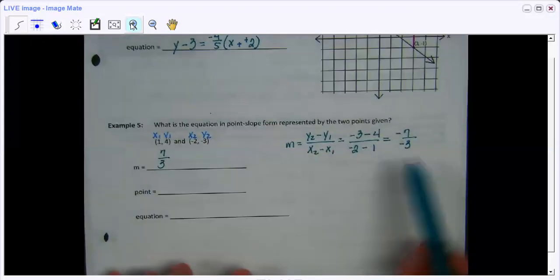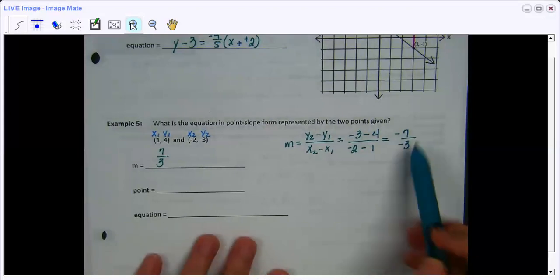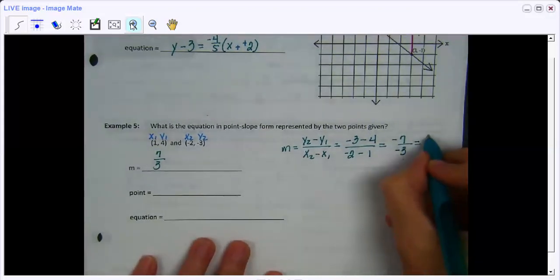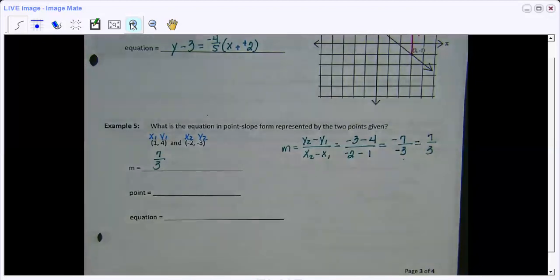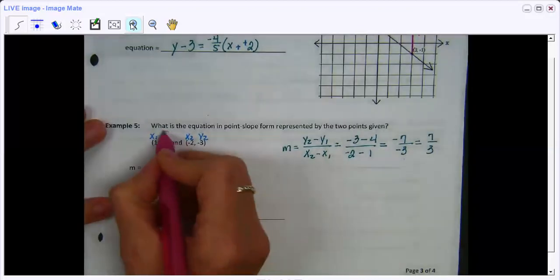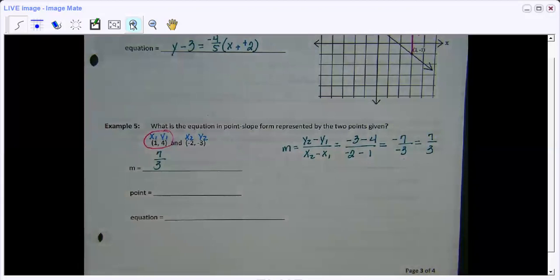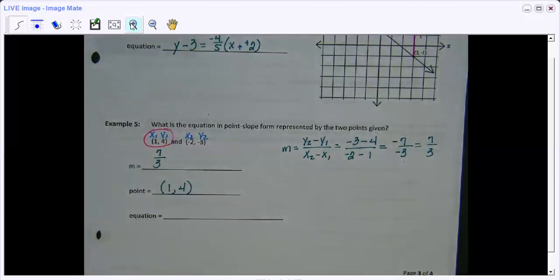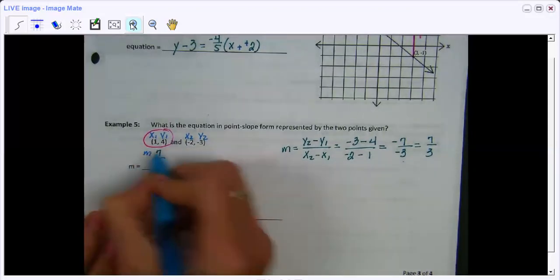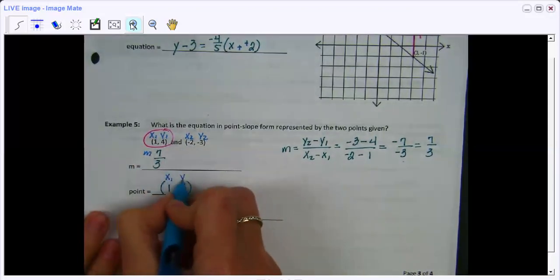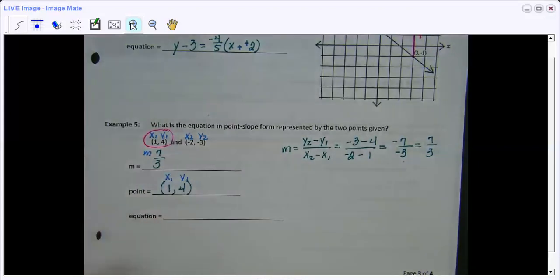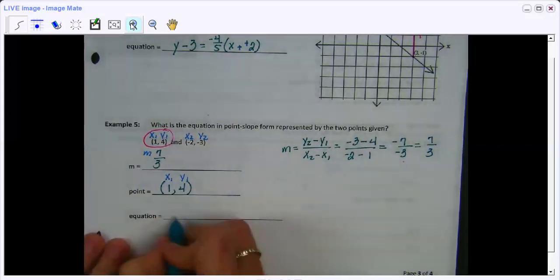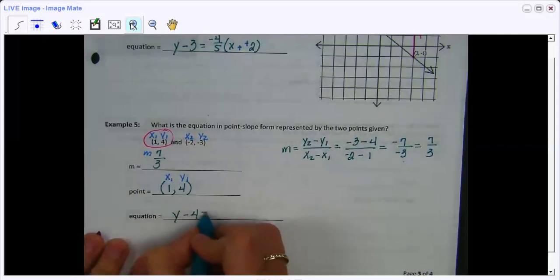Notice that when I solved this, I got a -7 over a -3. Well, dividing two negatives gives you a positive answer. So your slope is actually a positive 7/3. So I have my slope, and next I'm going to use a point, and my point is going to be 1/4. Okay. So now that I have my slope here, and I have an x1 and a y1 here, I can plug that into my point slope formula. So go ahead and do that, and then check your answer up here.